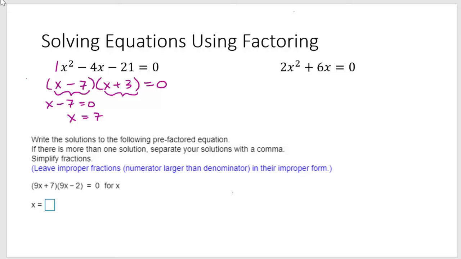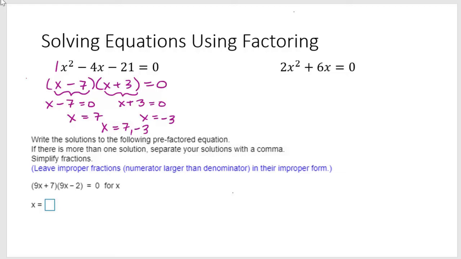All right, what if the second factor is set to 0? If x plus 3 actually gives us 0, in other words, if x is equal to negative 3, that once again means the entire left-hand side is equal to 0. So there are two solutions to this quadratic equation, and they are x is equal to 7 and negative 3. We can write this as x equals 7, comma, negative 3.